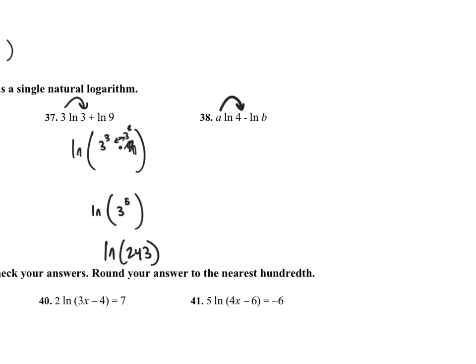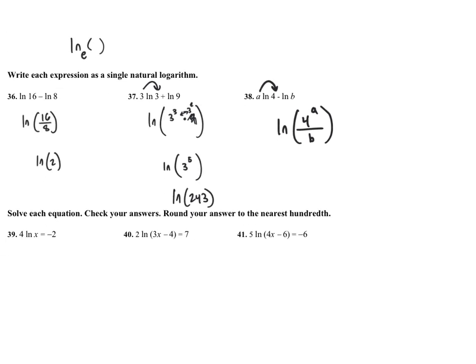For this one, the a can become the exponent. So we'd have 4 to the a, and since we're using subtraction, that means we'll use division with the b.